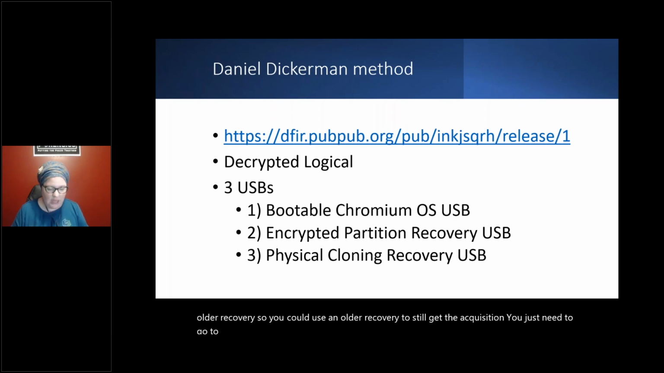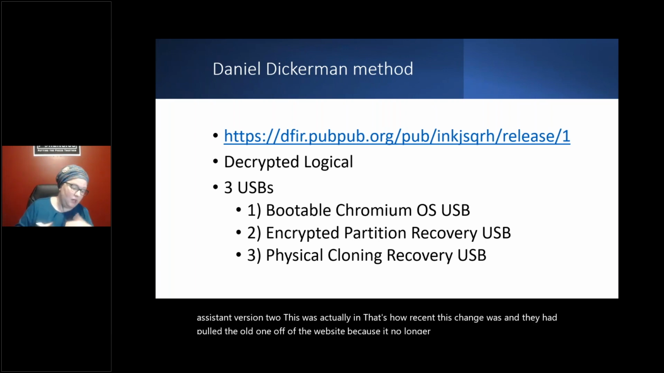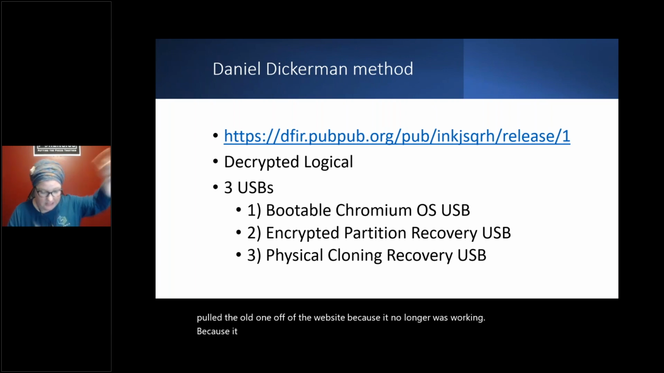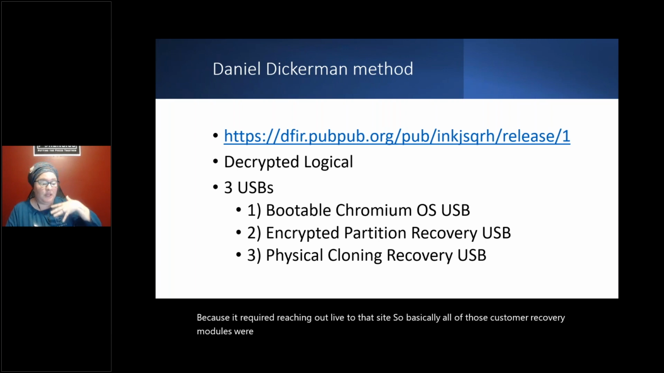So at that time, Magnet came out with a Magnet Chromebook Acquisition Assistant version 2. This was actually in May. That's how recent this change was. And they had pulled the old one off of the website because it no longer was working, because it required reaching out live to that site. So basically, all of those custom recovery modules were archived, and it now became possible to use this utility, which I'm not showing you for a reason we'll get to in a minute, to go ahead and pull them.